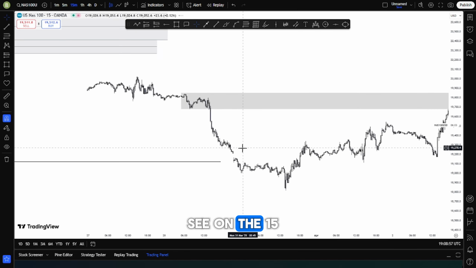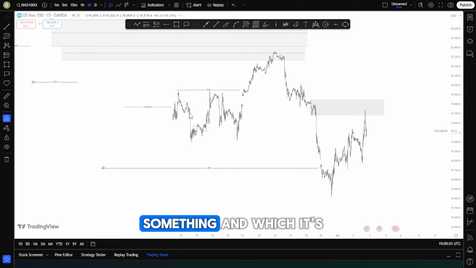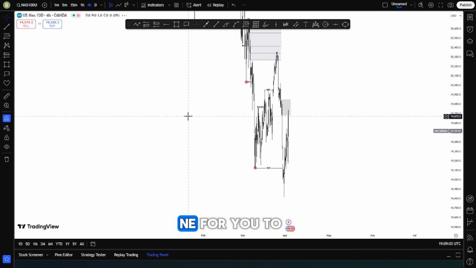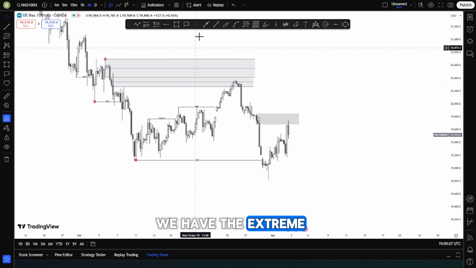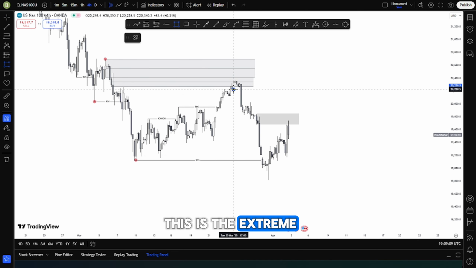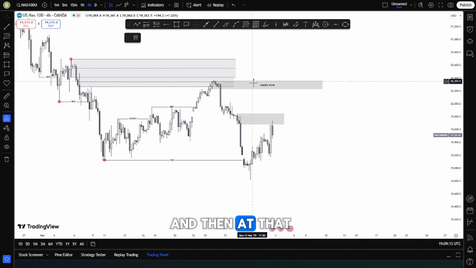So as you can see on the 15-minute time frame, oh, let me just go back. I forgot to do something, which is important, guys, for you to know. So at the top of the structure, we have the extreme zone. As you can see, this is the extreme area where we need to sell.